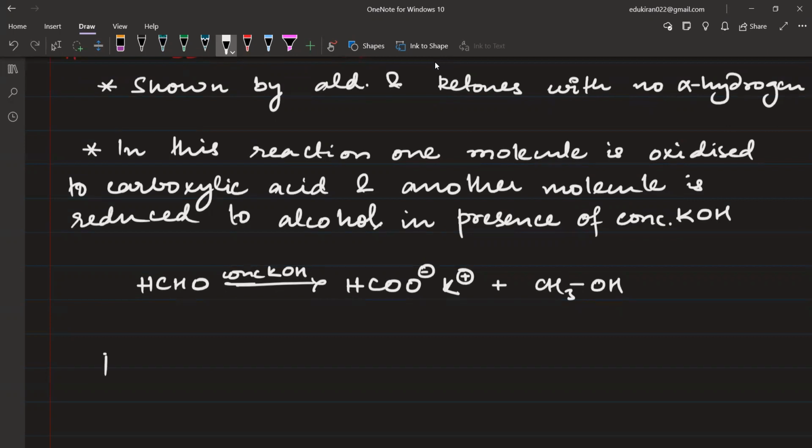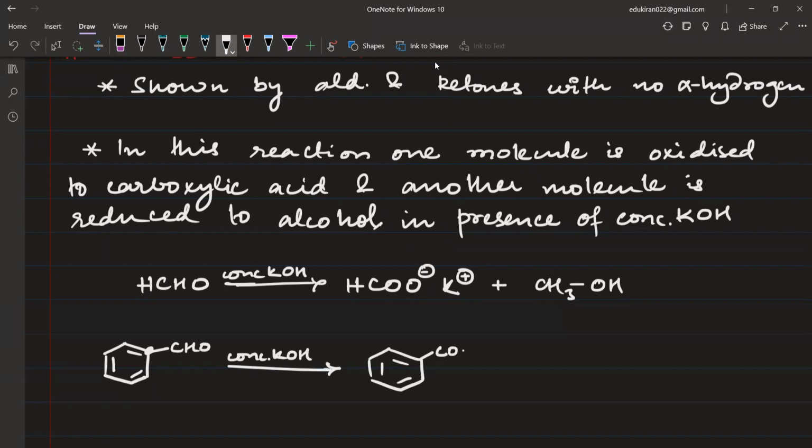Similarly, if you have benzaldehyde, it has CHO, that is the functional group. It is attached to this carbon atom, and this carbon atom already has 4 bonds, so there is no hydrogen on this carbon atom. So alpha carbon is present, but it does not have any hydrogen. That is why zero alpha hydrogen. With concentrated KOH, this CHO will convert to COO negative and K positive, potassium benzoate, and it will also give you benzyl alcohol, CH2OH. Please write this down.